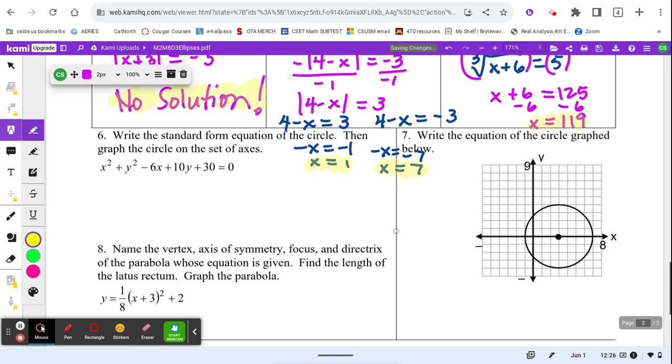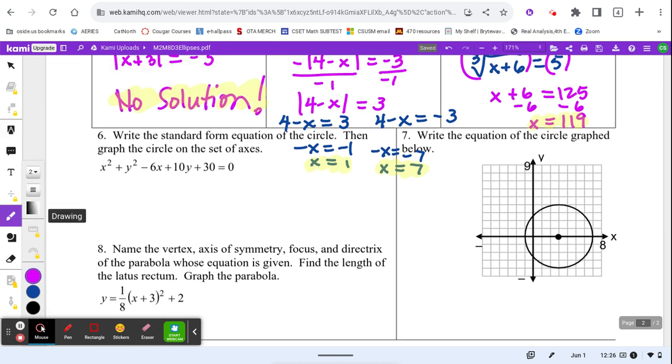All right, write the standard form of the circle equation. So let's go ahead and start our grouping. X squared, minus 6x, space, y squared plus 10y, space, equals negative 30.